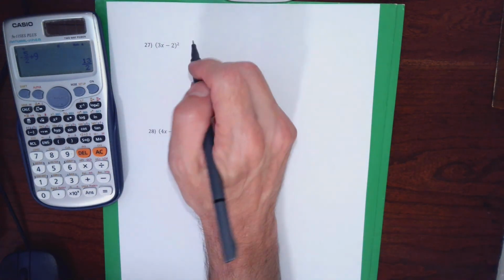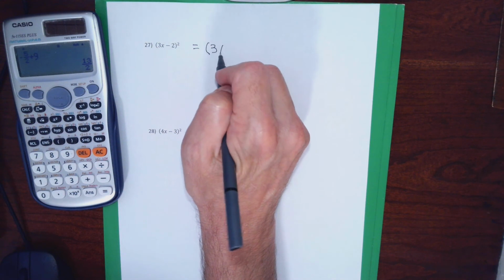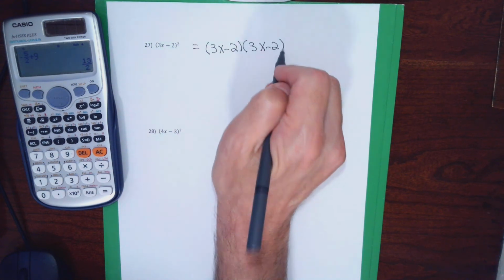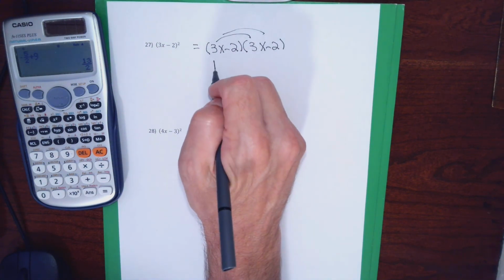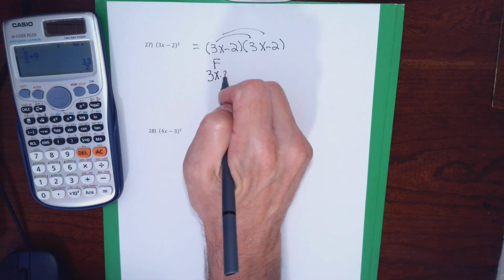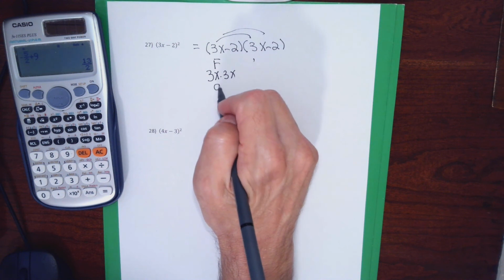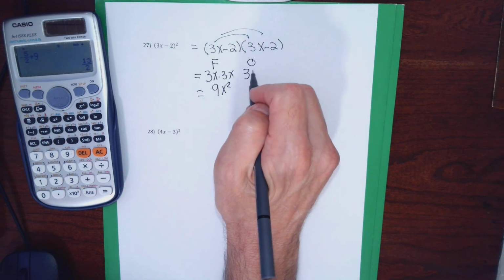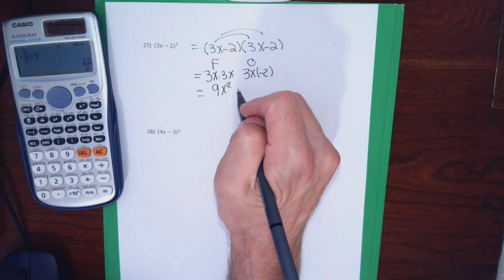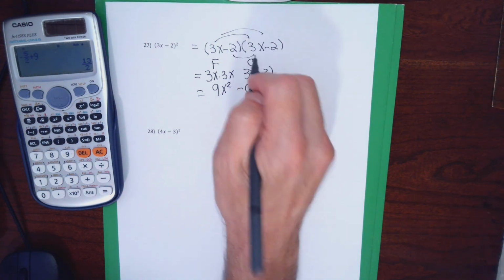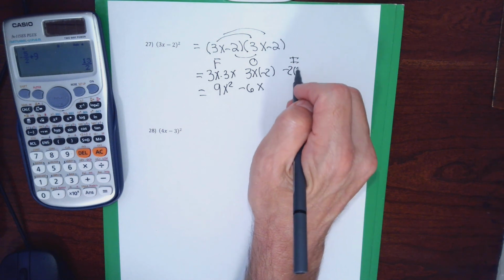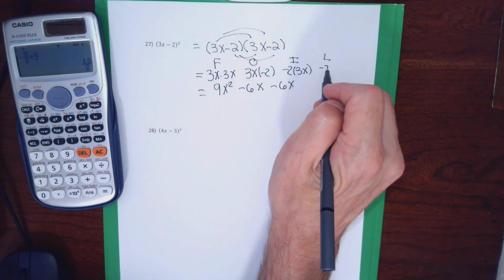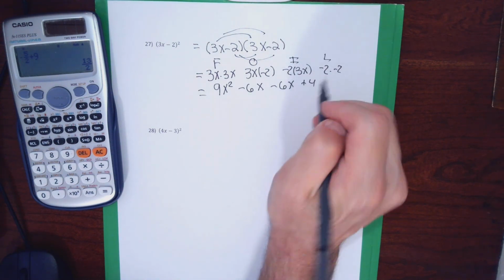Let's do 27 together. The quantity 3x minus 2 squared can be written as 3x minus 2 times 3x minus 2, and I'll FOIL. Firsts are 3x times 3x, which is 9x squared. Should be writing equals because what I'm writing is equal to the line above it. Then I get 3x times minus 2, which is minus 6x. Then I get minus 2 times 3x, which is minus 6x. Then I get minus 2 times minus 2 is positive 4.